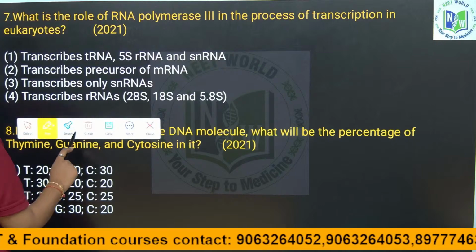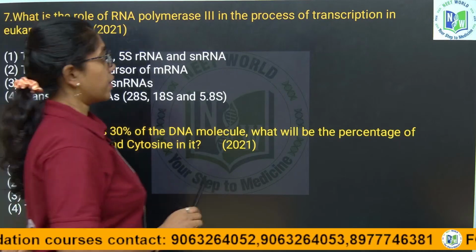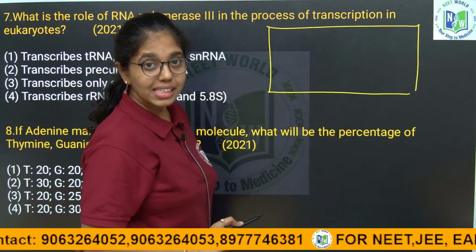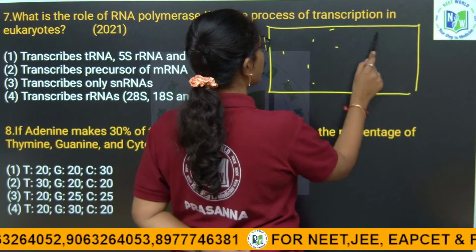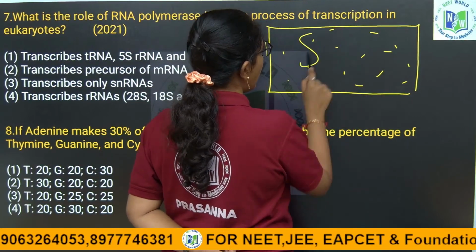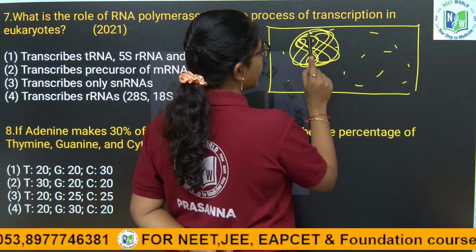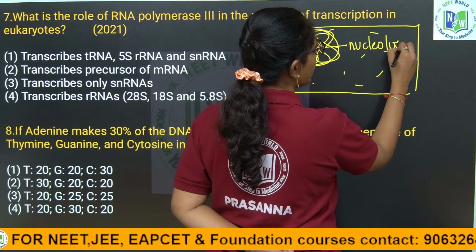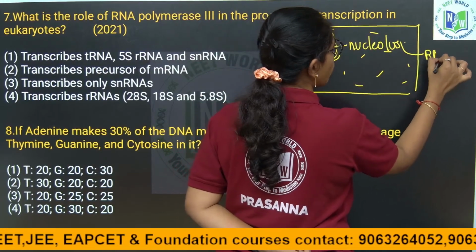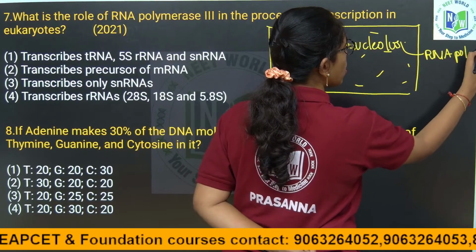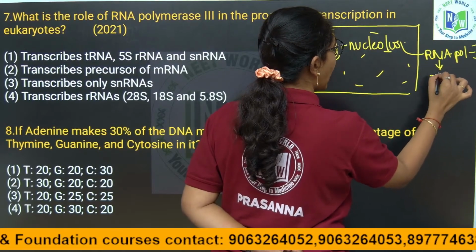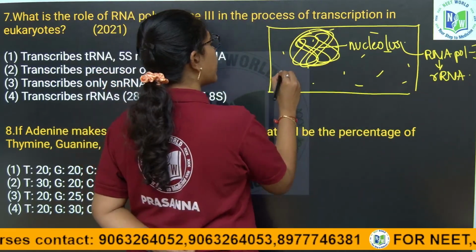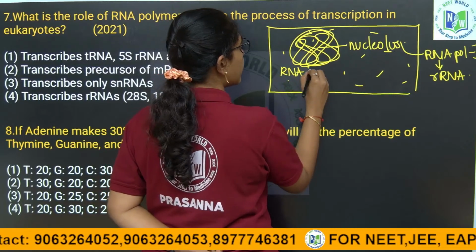Next, what is the role of RNA polymerase 3 in the process of transcription in eukaryotes, he is asking. Listen, so if you consider this as a nucleus, inside nucleus we have nucleoplasm and a nucleolus, and here in nucleolus, RNA polymerase 1 will synthesize rRNA, ribosomal RNA.